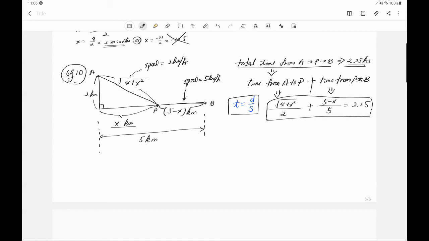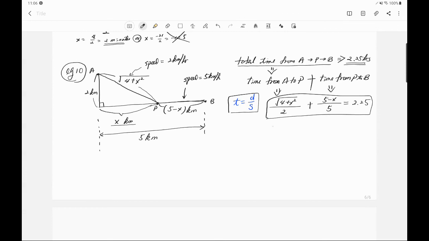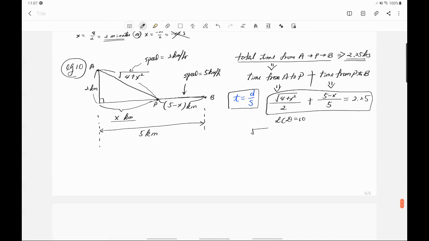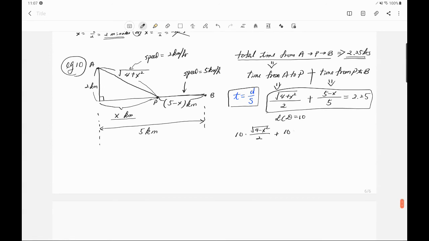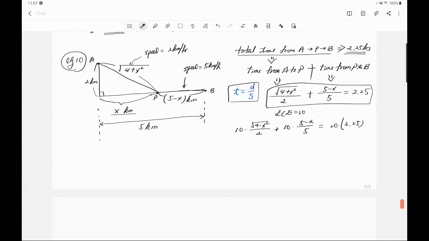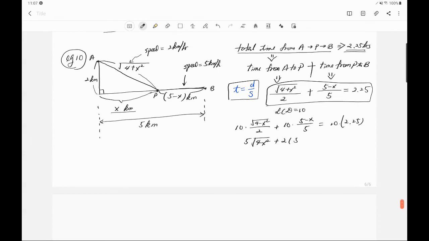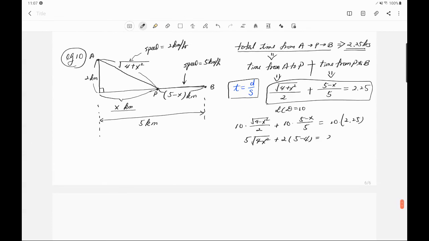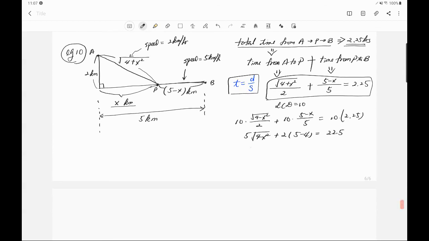From this equation, let's find x. Why don't we multiply by the LCD, which is 10? So multiply the equation by 10: the first term by 10, the second term by 10, and 10 times 2.25. Then simplify. We can reduce, so 5 times the square root of 4 plus x squared, plus 2 times 5 minus x, equals 22.5.